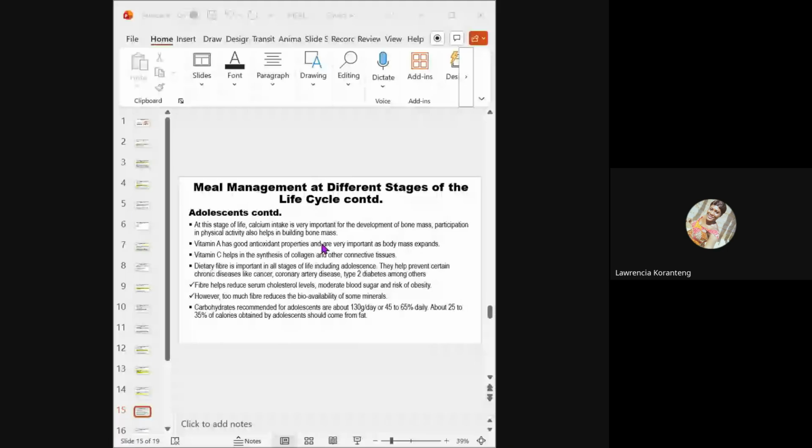Carbohydrate recommendation for adolescents is 45 to 65% of daily calories. About 25 to 35% of calories obtained by adolescents should come from fat. So 25 to 35% of their diet should come from fat. So this is what adolescents should take.